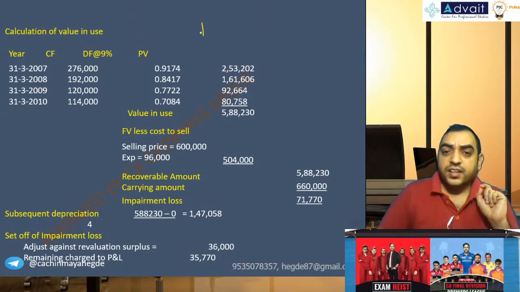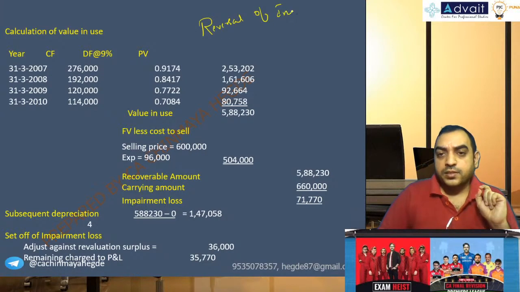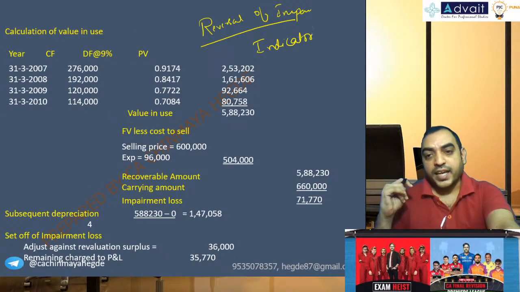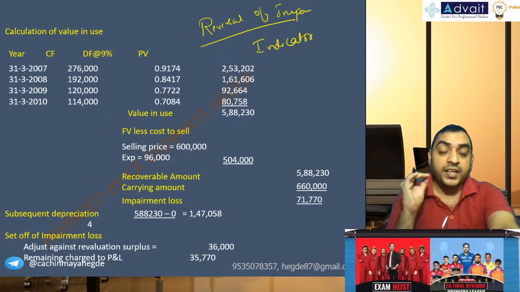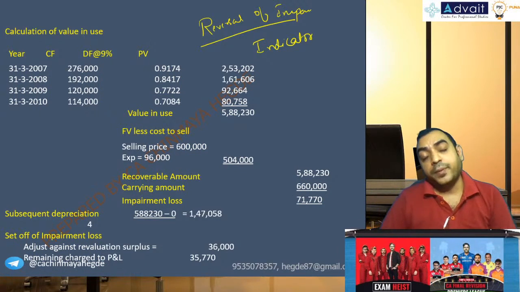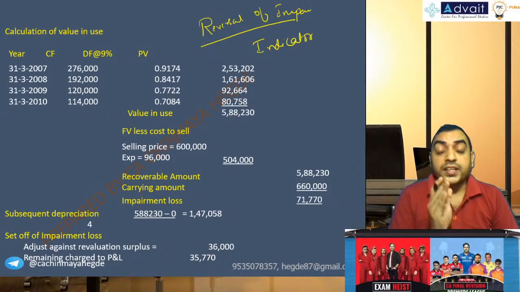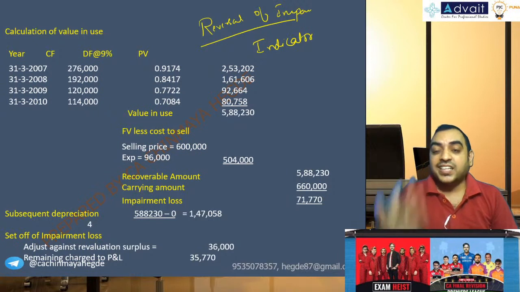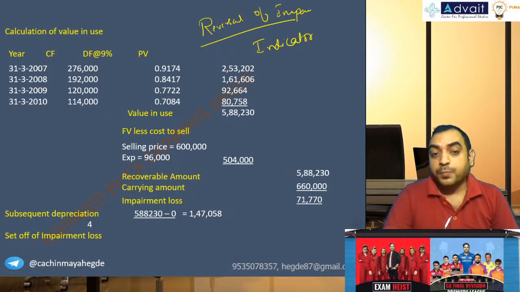One more point, reversal. Reversal of impairment can be done again when there is an indicator. But how much impairment can be reversed, there is a limitation. The limitation is what would be the value of the asset if there was no impairment. Only to that extent you can reverse, not beyond that.